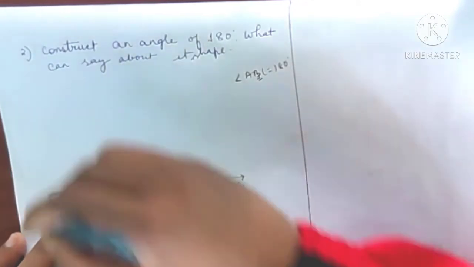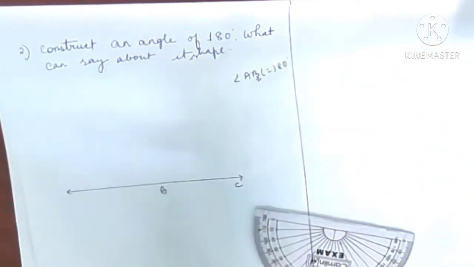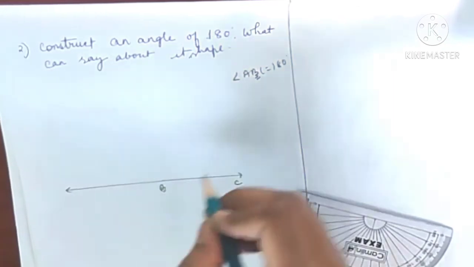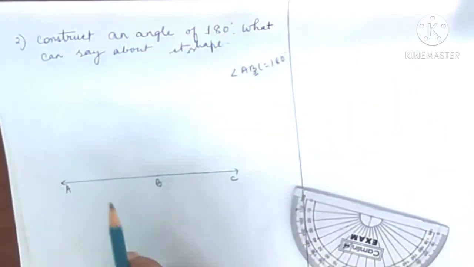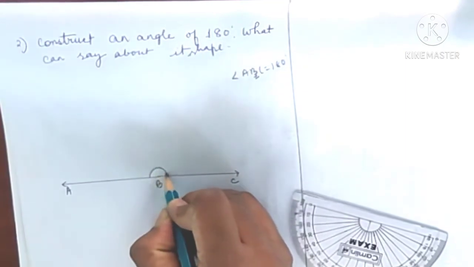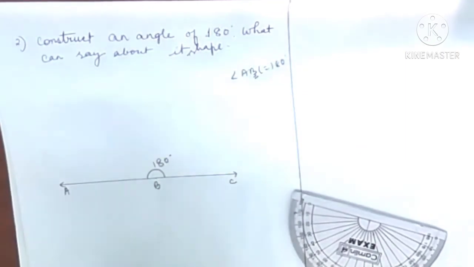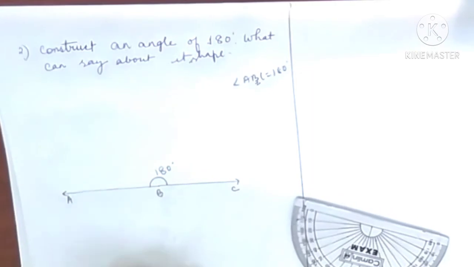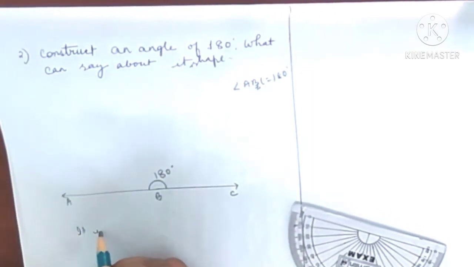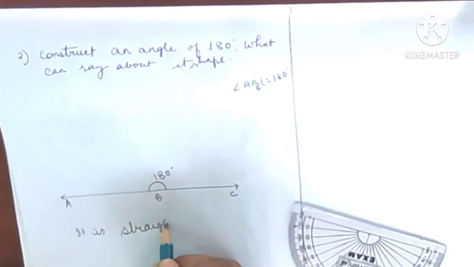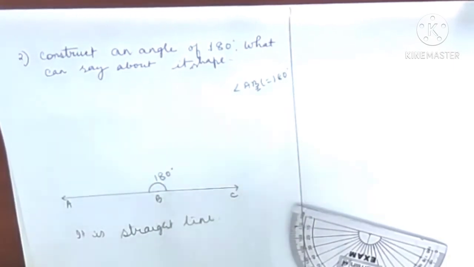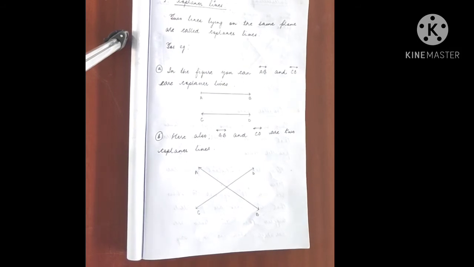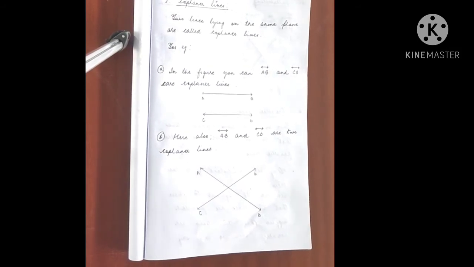Okay, so you see that we have got our line. Since B was the vertex of it and this was point A, you can see that angle ABC is equal to how much? 180 degree. So we have made our angle ABC equal to 180 degree, but what about its shape? The shape here, we can see, is a straight line. So we have to say it is a straight line.